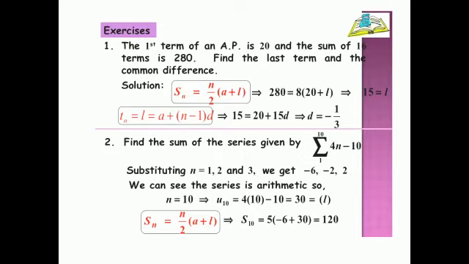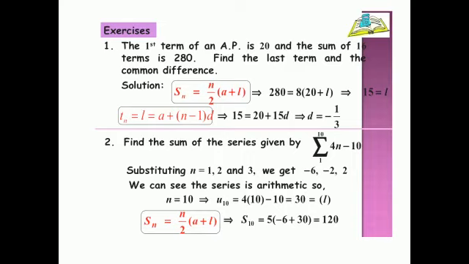Find the sum of the series given by sigma from 1 to 10 of (4n minus 10). Here only 10 terms are there in the sequence, and substituting the value n is equal to 1, 2, 3, 4 up to 10, you will get the series. First one: 4 into 1 minus 10 is minus 6. Check it with your calculator. Next one: 4 into 2 minus 10 is minus 2. So you got a sequence.